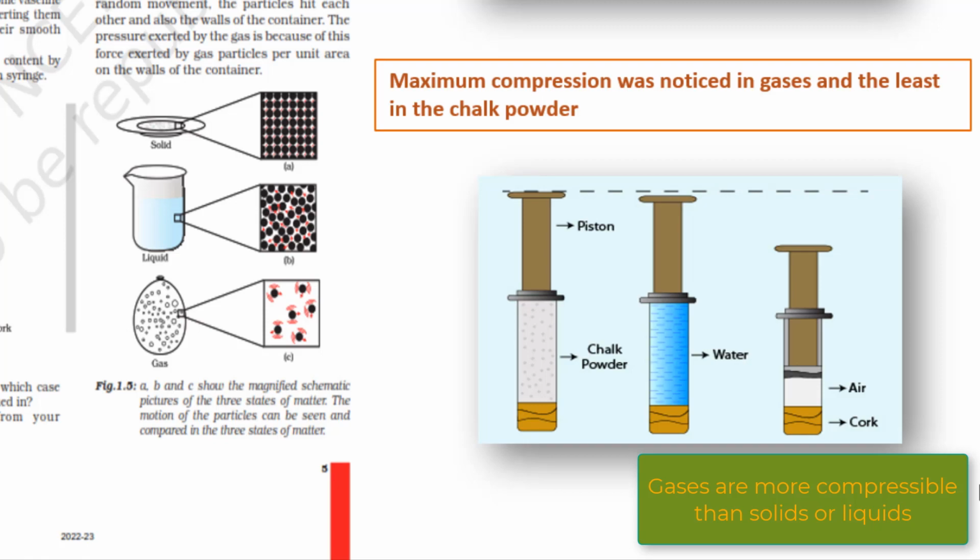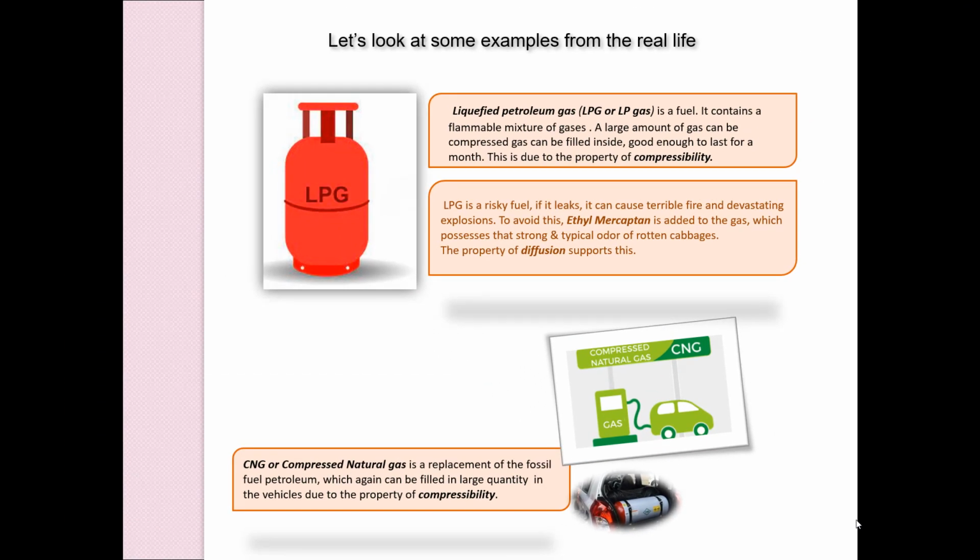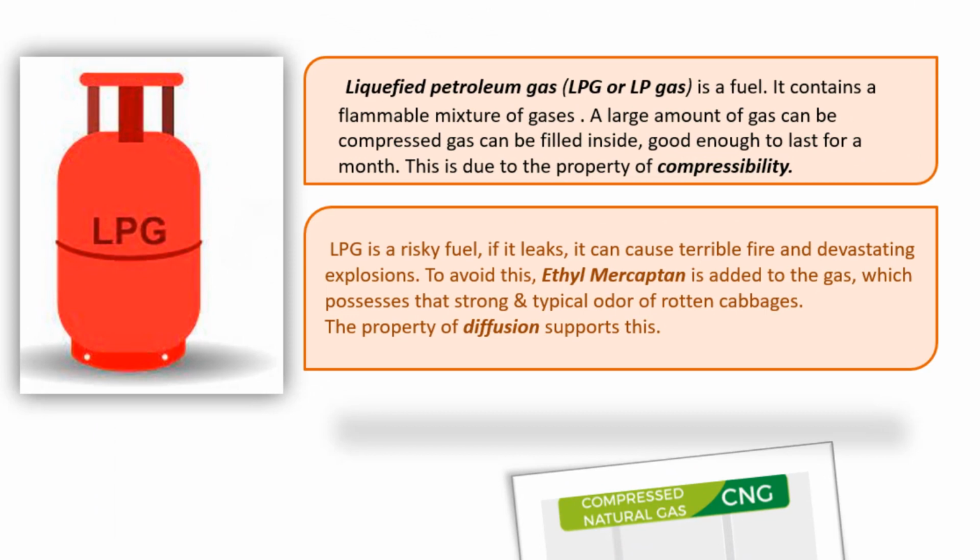And this property of gases is used in our day-to-day life in the domestic gas cylinders in your house. That is the LPG, liquefied petroleum gas. It is a fuel, as you must be knowing, and you see your mother uses it for cooking. This LPG cylinder contains a flammable mixture of gases. What is flammable? Flammable is something which you can light, that is, you can burn it. If you hold a matchstick or a lighter, it will get ignited.